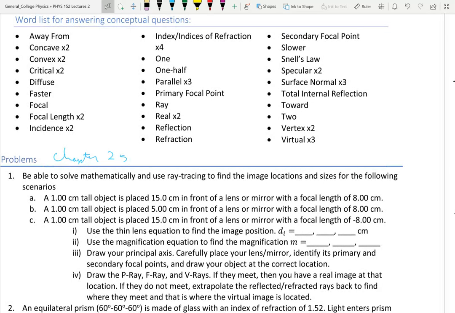So the distances for the images for the 3 cases, right? I only have 3 answers here because there were only 3 unique answers. They should have been 17.1. The second one was minus 13.3. And the third one was minus 5.22. Actually, I should have that one more decimal place. My mistake. Use the magnification equation to find the magnifications. We found the magnifications to be minus 1.14 is what I should have put there.